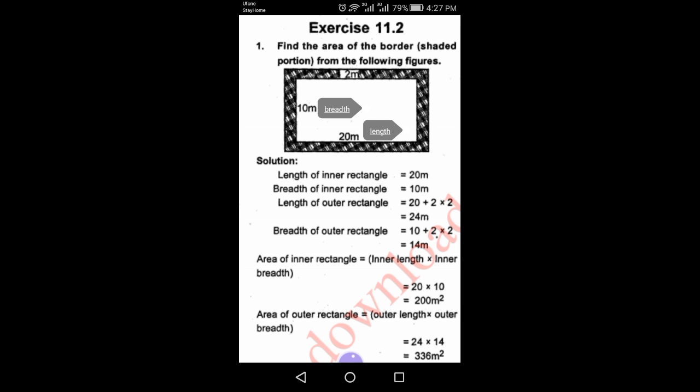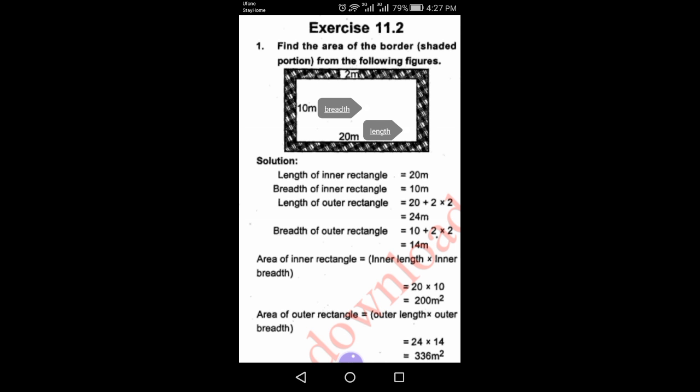Now put these values into the solution. Length of the inner rectangle is 20 meter. Breadth of the inner rectangle is 10 meter. We find out the length and breadth of the large rectangle, that is the outer rectangle. The length of the outer rectangle is equal to the length of the inner rectangle, that is 20 meter, plus twice the width of the border. So we multiply 2 into 2, we get 4. When we add 20 plus 4, we get the length of the outer rectangle, that is 24 meter.